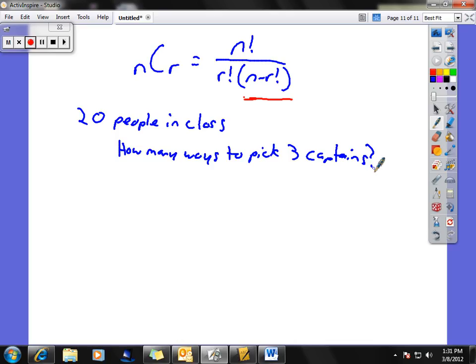That's if everybody was eligible to be a captain. So, does the order of the captains matter? No. So this is a combination. We have 20 to pick from, so this is a 20C, and we're picking 3 of them. So it's 20C3, and you can put that in the calculator and do that.